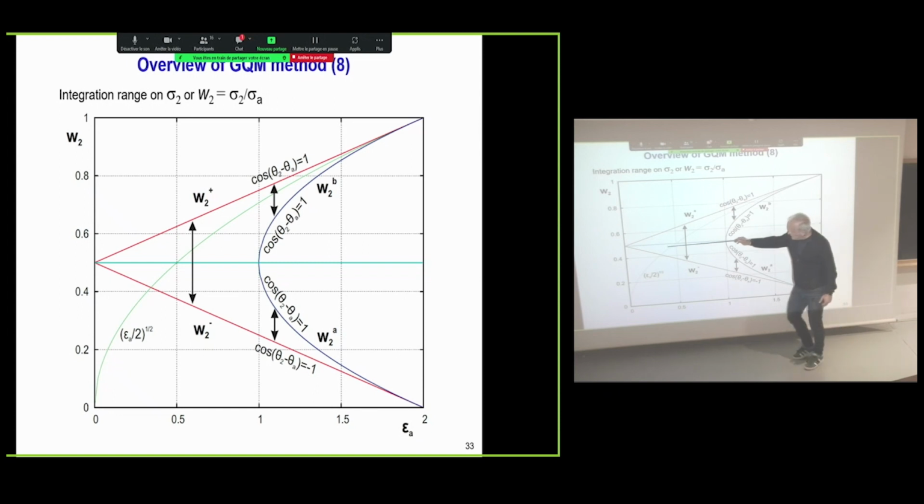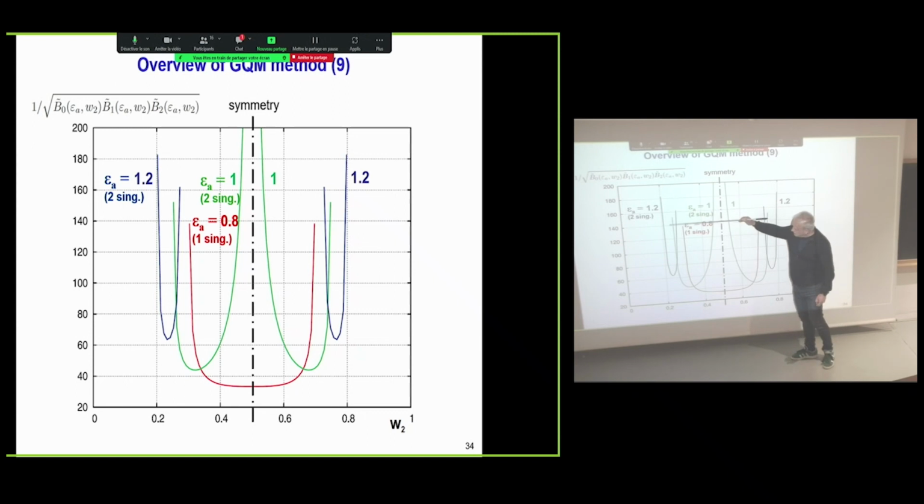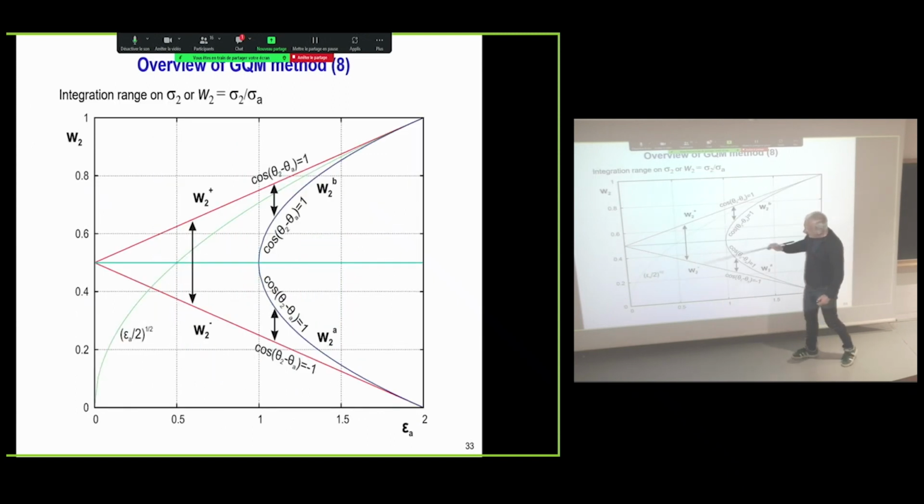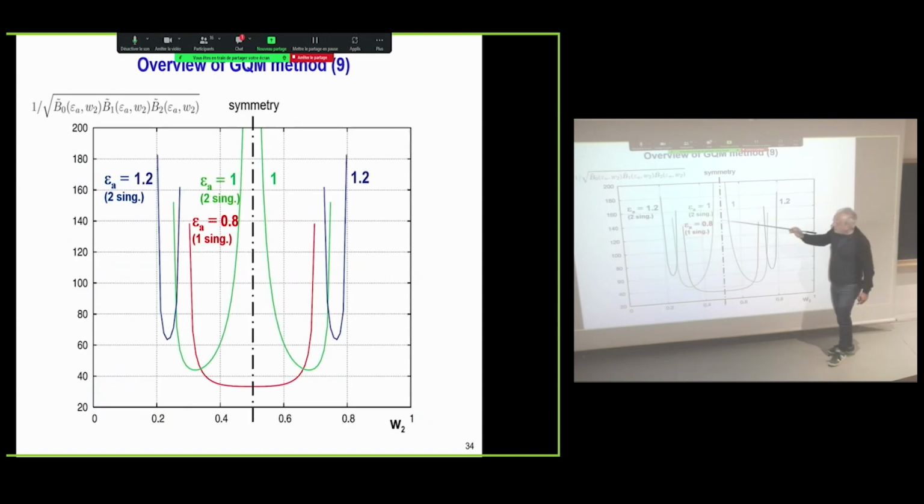Okay? So in practice, we have to integrate between the red line as a lower bound and either the light blue one up to here, and then the dark blue one when we are here. So the integration range over sigma 2 is restricted, as indicated with this arrow, to this range, and due to symmetry, we stop at 0.5. Here are slices at various values of epsilon A; I chose 3 of them. 1.2, above 1, shows the shape of this term, which has 2 singularities, one here and one here. One for epsilon A equal to 1, with 1 singularity here, and one for epsilon A below 1, which has only 1 singularity at this value. So this is the term we have to integrate.